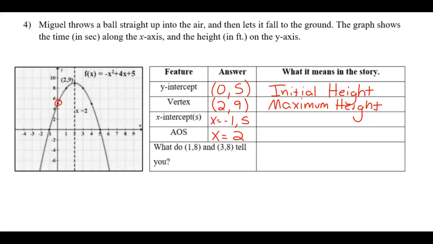Now, which x-intercept doesn't really make sense? Yeah, so we basically ignore that. But what does this x-intercept mean in the context of the problem? Yeah, it's when the ball hits the ground. So at 5 seconds, how high is the ball? 0 feet, right? 5, 0. So that's when the ball hits the ground.